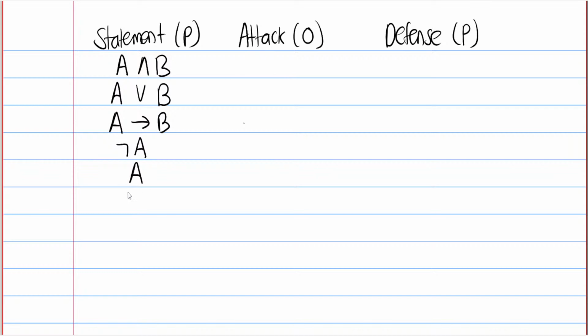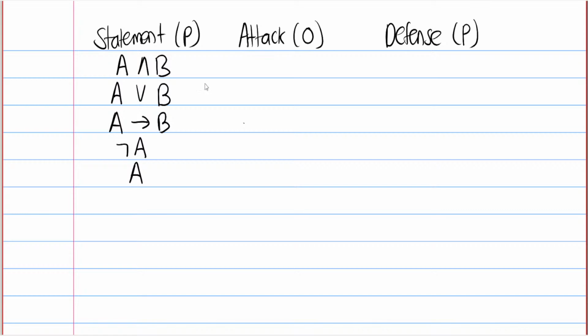There's a way to extend this to include quantifier-based statements as well, but we'll do that later. So how can O doubt this statement? Let's say P says, okay, I am claiming that statement A and statement B is true. So O is doubtful of that. But how can he challenge this statement?